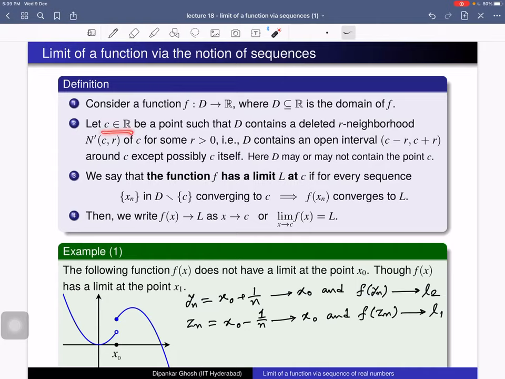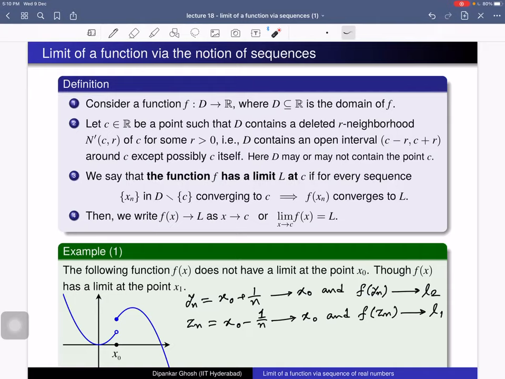Let c be a point such that D contains a deleted r-neighborhood N'(c, r) of c for some positive real number r. What I mean is that D contains this open interval minus c. Here D may or may not contain the point c. In this situation we can talk about the limit of the function f at the point c.